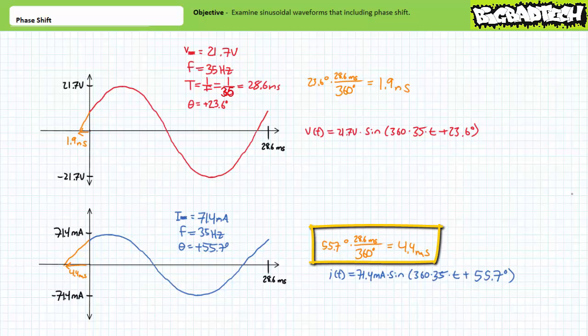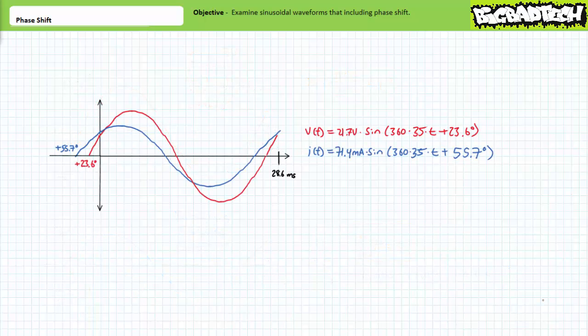55.7 degrees inside a 28.6 millisecond period corresponds to a leftward time shift of roughly 4.4 milliseconds as this operation chain illustrates. When both these waveforms are placed in the same graph, there's an obvious relationship between the two. It's immediately evident that I of t zero crossing going positive is in front of V of t zero crossing going positive, and current can be said to lead voltage.